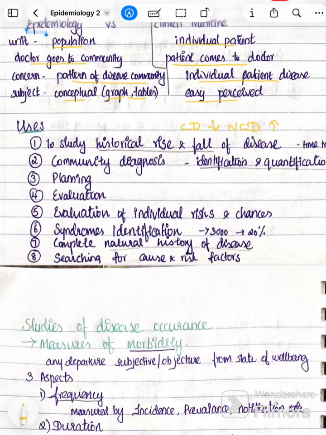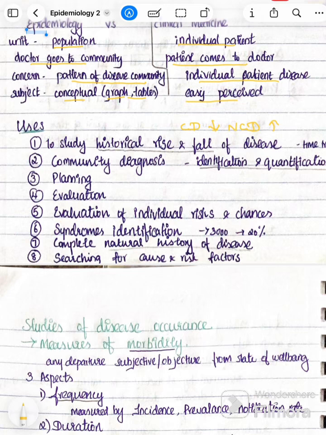Evaluation. After the application of some health measures, to evaluate whether they are functioning well or not, we need this evaluation. For example, to evaluate the outcome of a vaccine, we use evaluation. And evaluation of individual risk and chances: relative risk or odds ratio can be calculated for getting a particular disease. If there is a family history, how much chance is there to develop that particular disease.